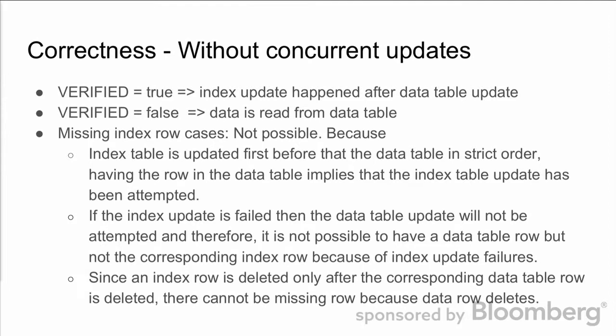And how about if I can't find any row in the index table? Is it possible? Well, it is not possible because we first update the index table in the first phase. And if the index update fails, we still have the row in the index table with verified value equal to false. And next time it is read, from the data table we are going to see that there is no row in the data table, and we are going to remove it from the index table anyways. And for the deletes, the index row is deleted after the data row is deleted, so we shouldn't have missing rows in the index.